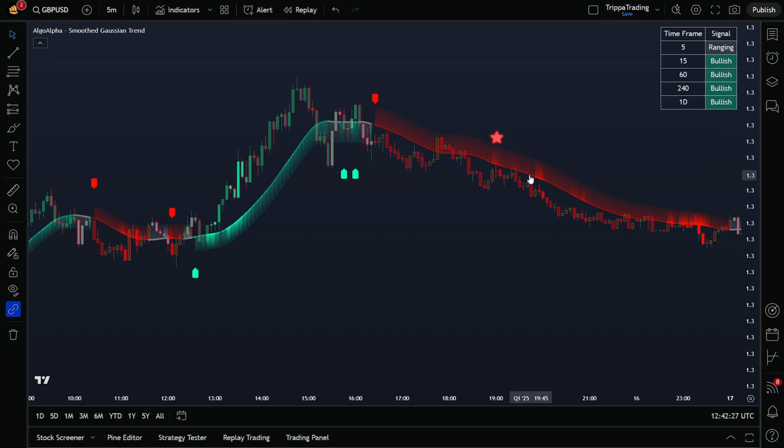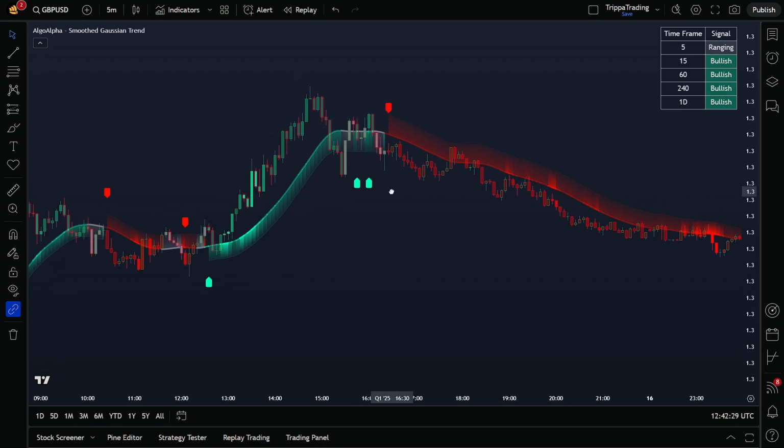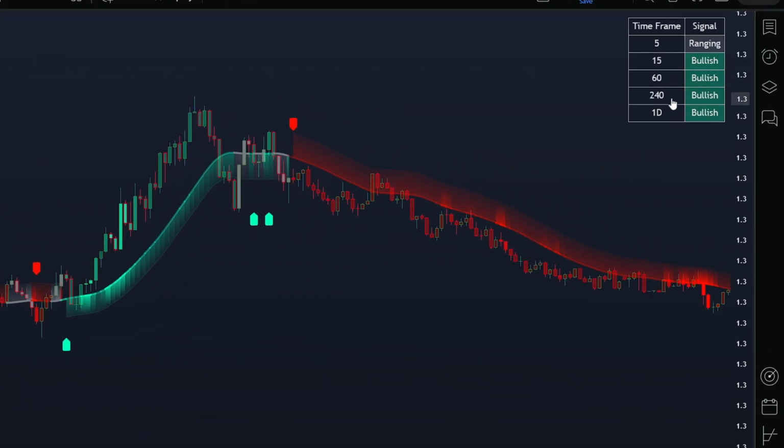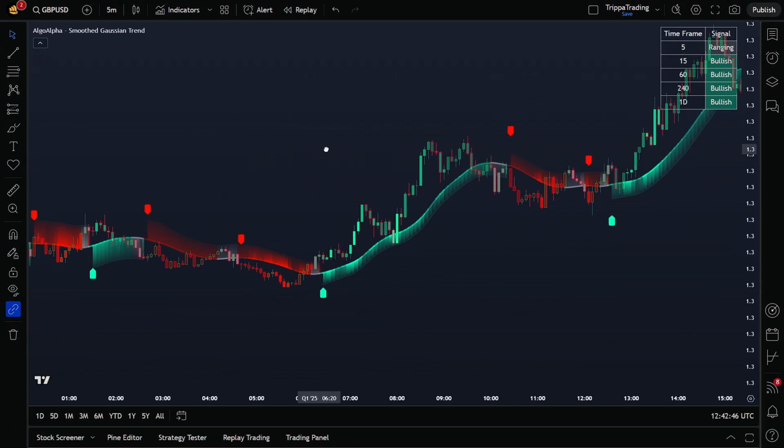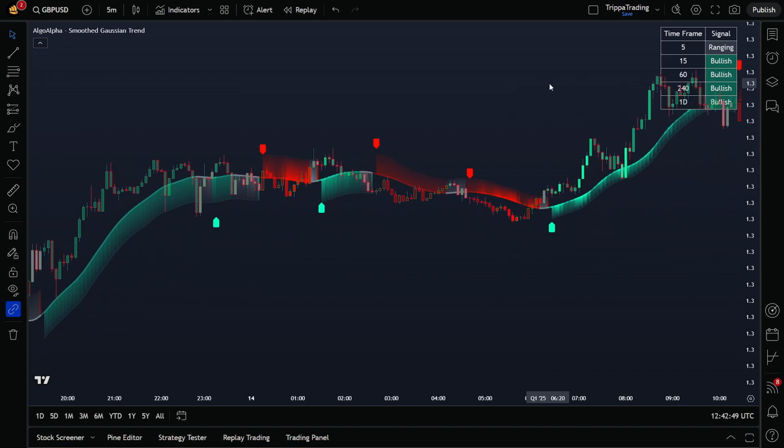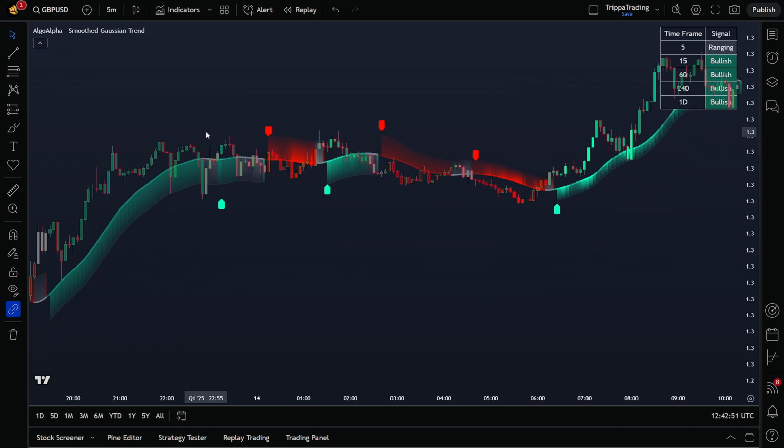indicating strong selling pressure. Another key component of this indicator is the multi-timeframe signals table, which displays trend signals for up to 5 different time frames as either bullish or bearish. You can actually adjust these time frames in the settings. This table helps traders align their trades across multiple time frames, ensuring stronger confirmation before placing a trade. If the market is ranging, the table will display ranging, which helps you avoid trading in choppy conditions where price action is unpredictable.